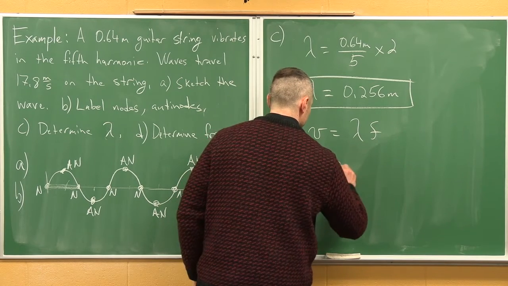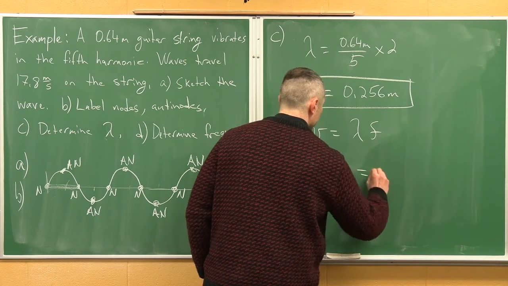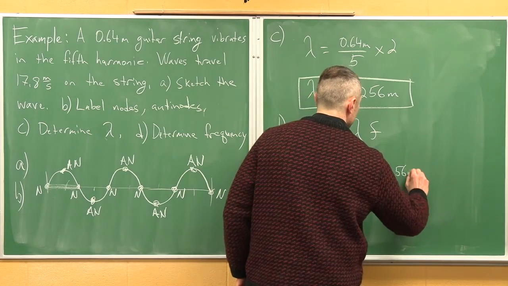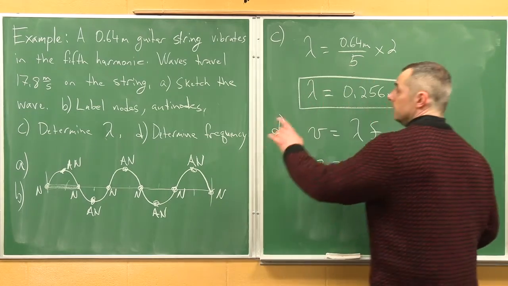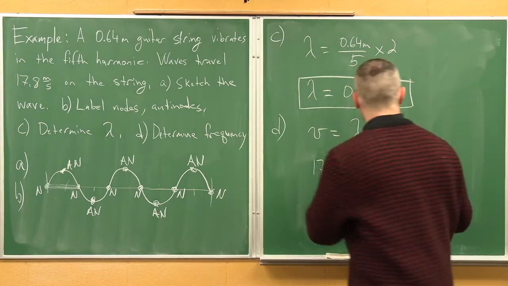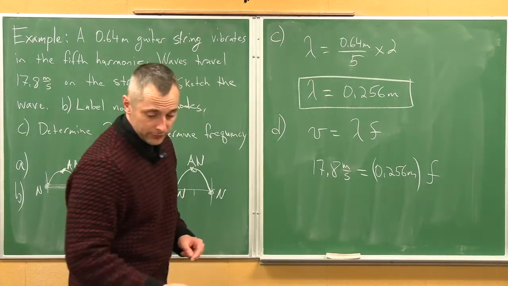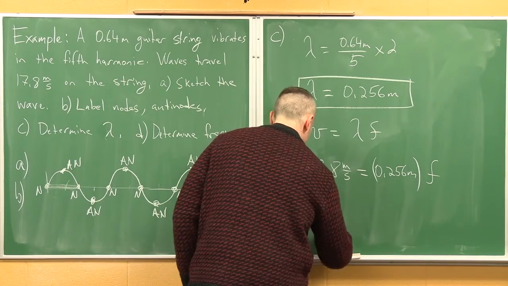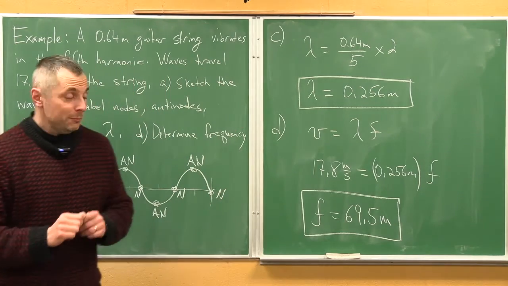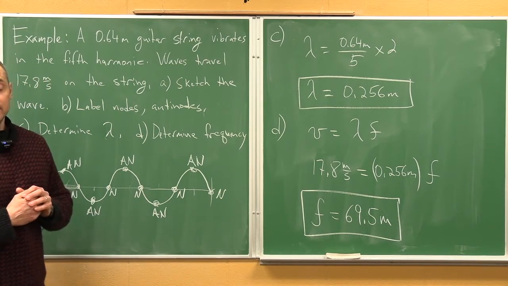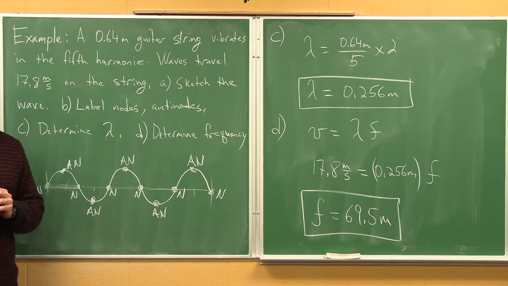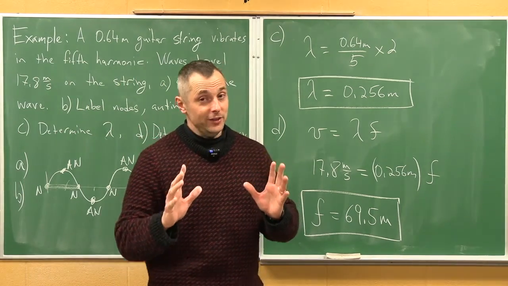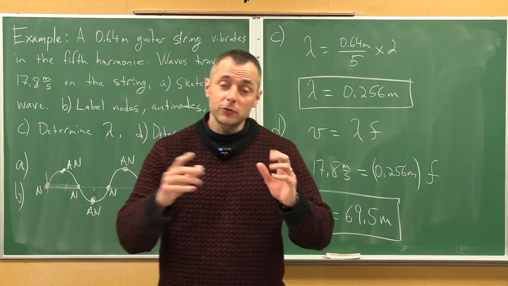17.8. The wavelength I just figured out, 0.256 meters. And the frequency is unknown. So what I'm going to do is divide both sides by this 0.256, and I get frequency of 69.5. Let me create a pause to give you a chance to copy these notes down. Okay, so that's it. Example, we did the notes example.